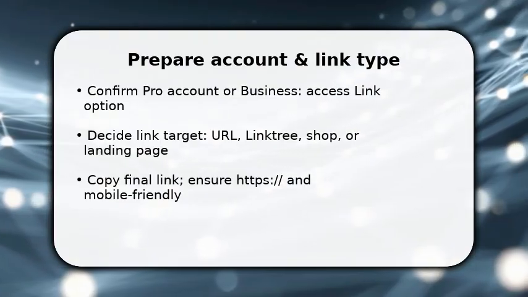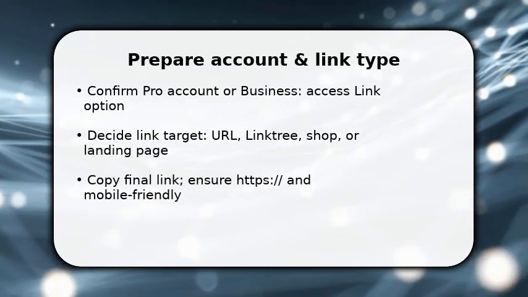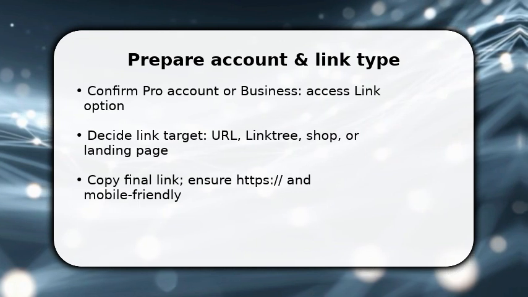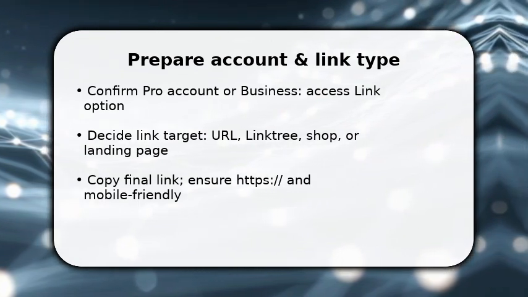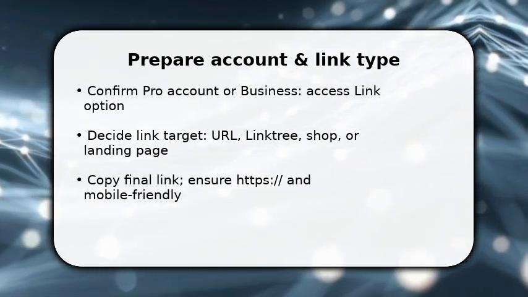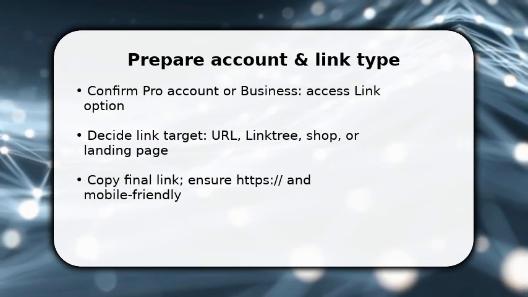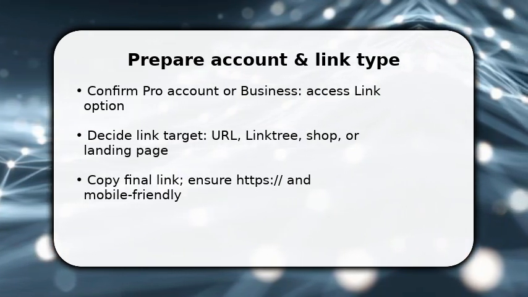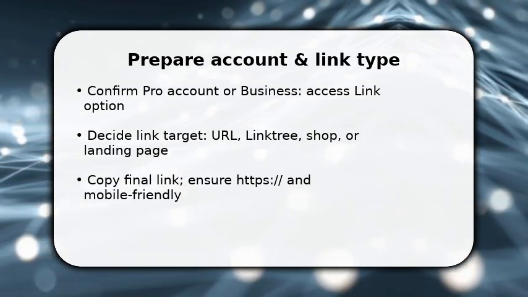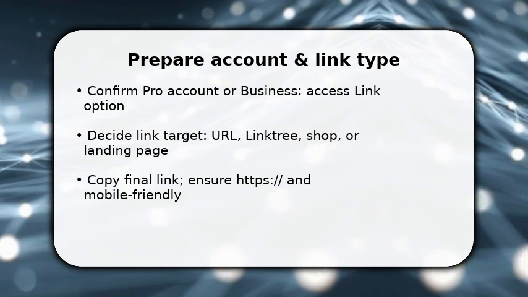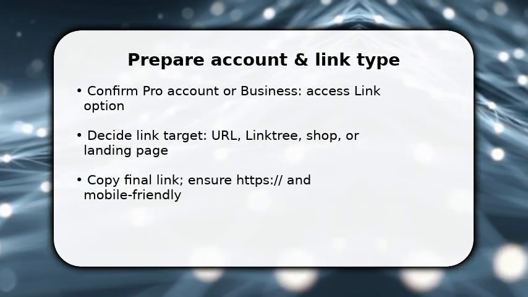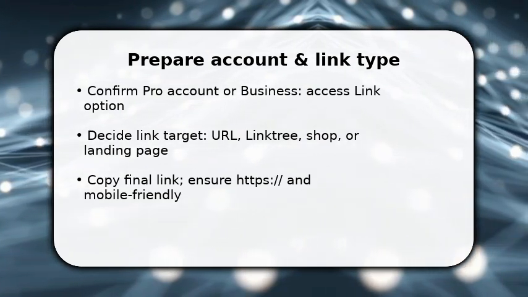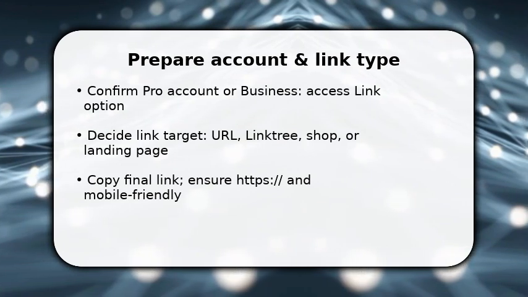You're ready to start. First, confirm you're on a pro or business account so the link option appears in Settings. You can switch quickly in Account Manage. Once done, decide the link type you'll use, a direct URL, a Linktree aggregator, or a shop page, and copy the final, mobile-friendly https://link. Make sure the destination loads on mobile and is not blocked. This prevents later rejection or broken links and saves time during the actual TikTok steps.